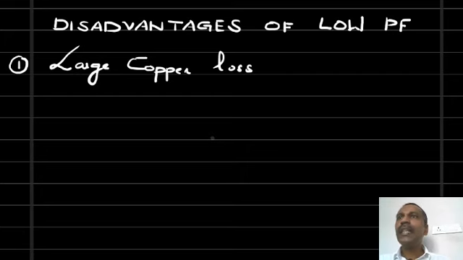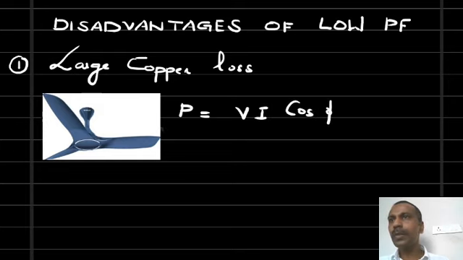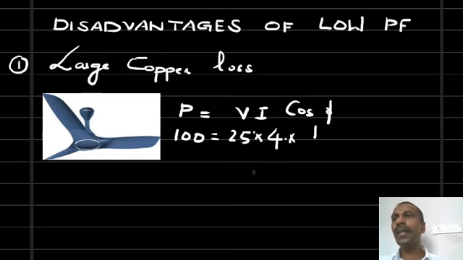Now we will see some of the disadvantages of low power factor. As you know, this fan is an induction motor. Suppose for its operation, we need to give some 100 watts power. As you know, P is equal to VI cos phi. Suppose its power rating is 100 watts, and you have some 25 volts. Suppose the power factor is unity. Now what is the current required? If the voltage is 25, you need to give 4 ampere current.